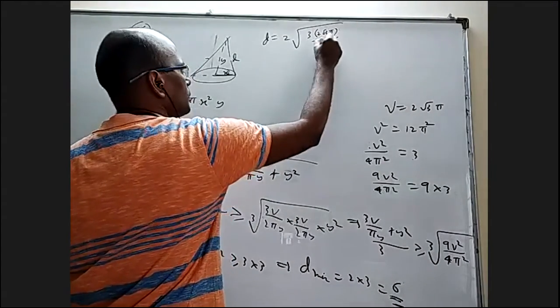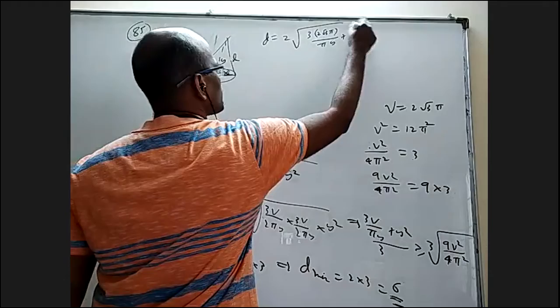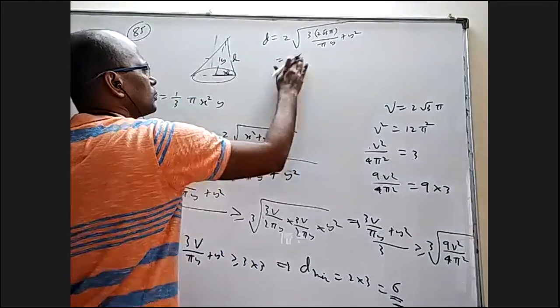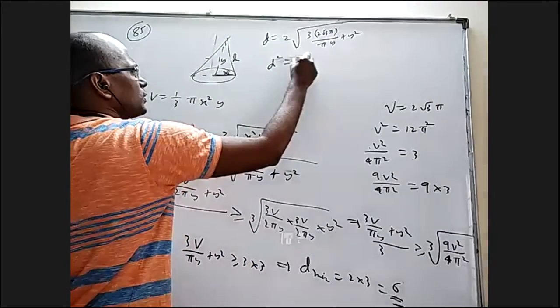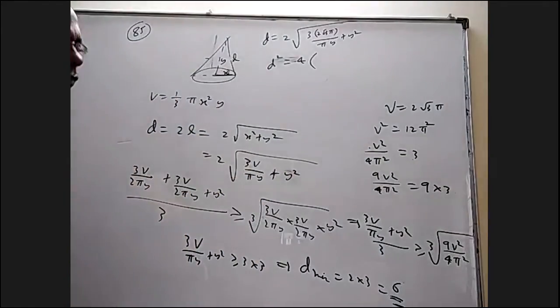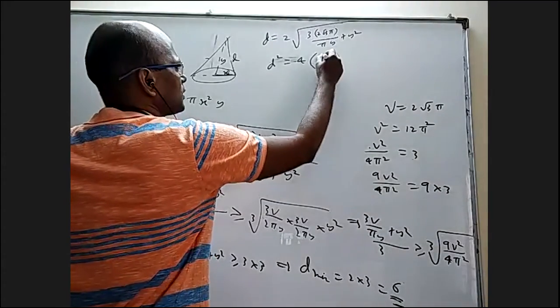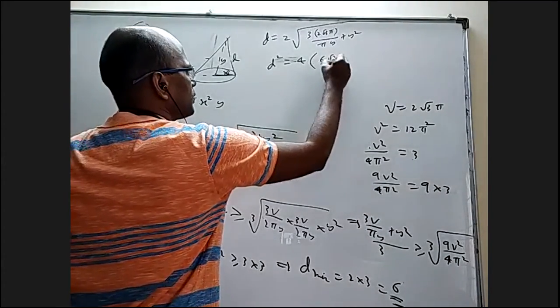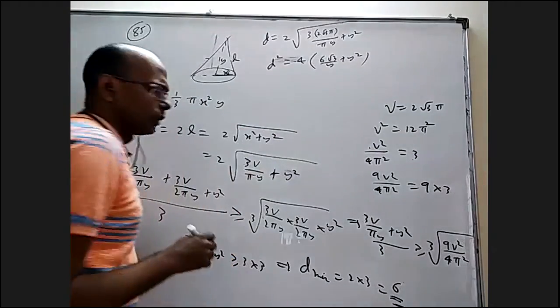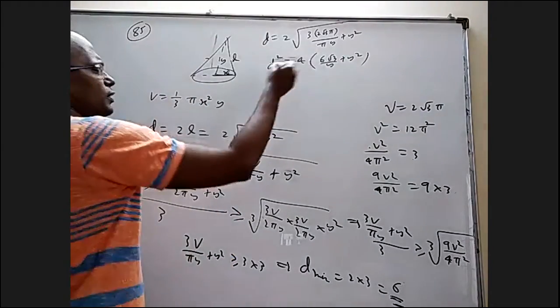pi by pi y plus y square. If I take d square, it will be 4 into pi, and pi will cancel. I'll get 6 root 3 by y plus y square. If I want to find the minimum of this, I have to differentiate it.